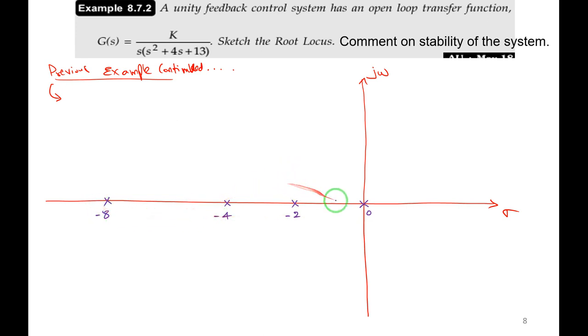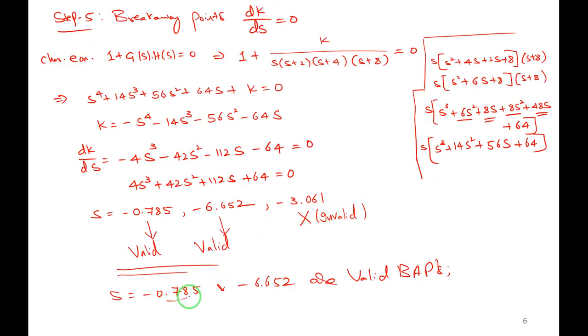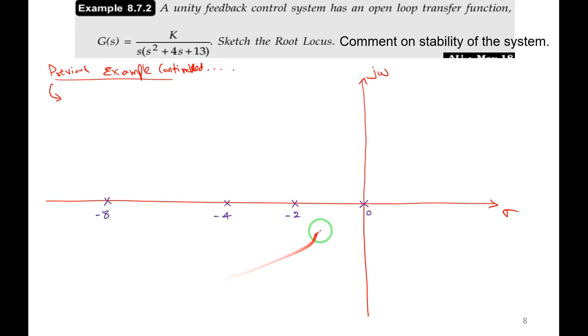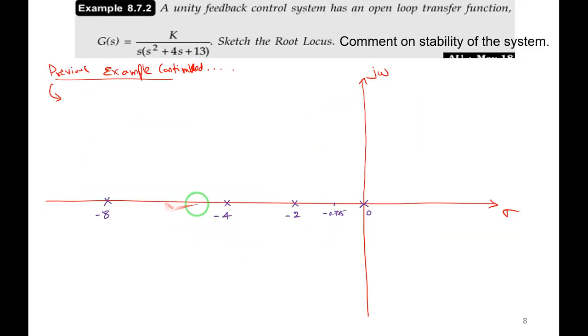Next, I will locate the breakaway points. Breakaway points are minus 0.785, which means somewhere it will come here. Next, another breakaway point is minus 6.652, somewhere here. This is the BAP, breakaway point, and this is also a BAP, breakaway point.